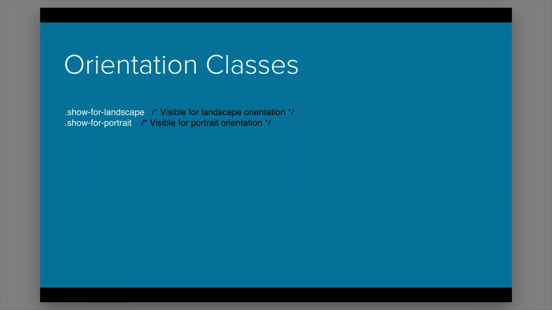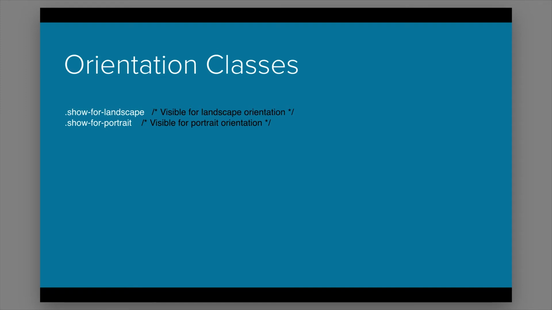And there's also orientation classes, so show for landscape, show for portrait. So based on the browser reporting its orientation, you can use these classes. This would be good for an iPad. Maybe on portrait you want a taller, narrower image and then swap it out on landscape for something that's a little bit wider and shorter.